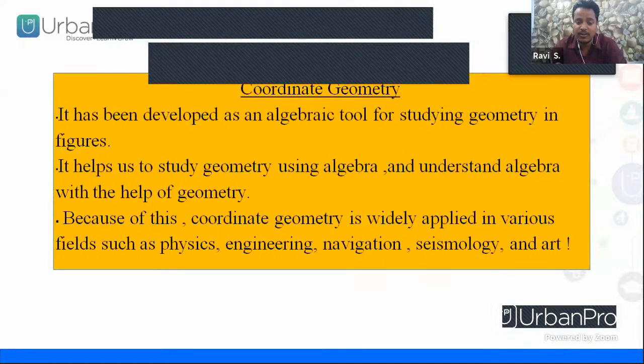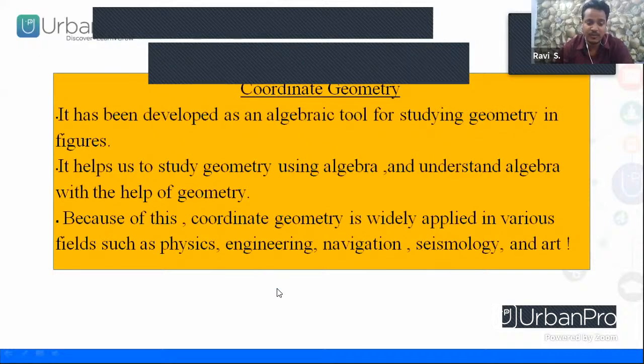Because of this, coordinate geometry is widely applied in various fields. As you aspire to become a doctor, an engineer, anything, you will see this chapter everywhere. If you go for physics, engineering, navigation, seismology, and art, you will find coordinate geometry very helpful. So we will study this coordinate geometry in great detail today.